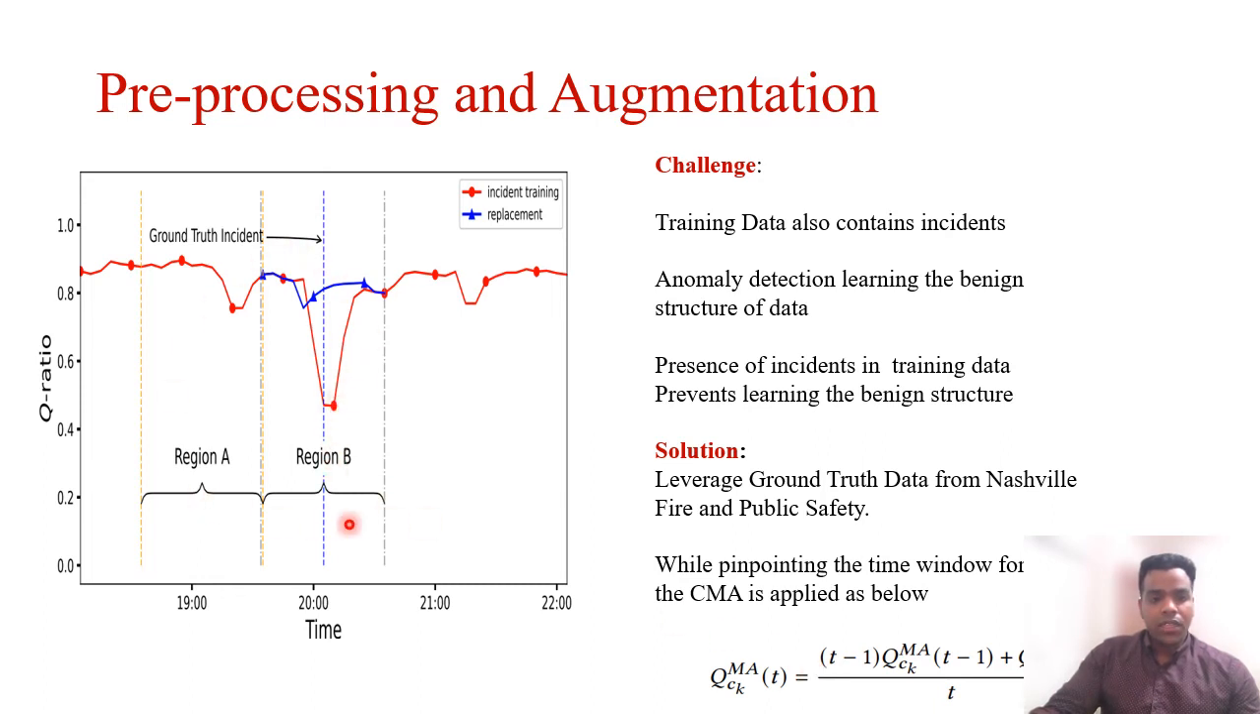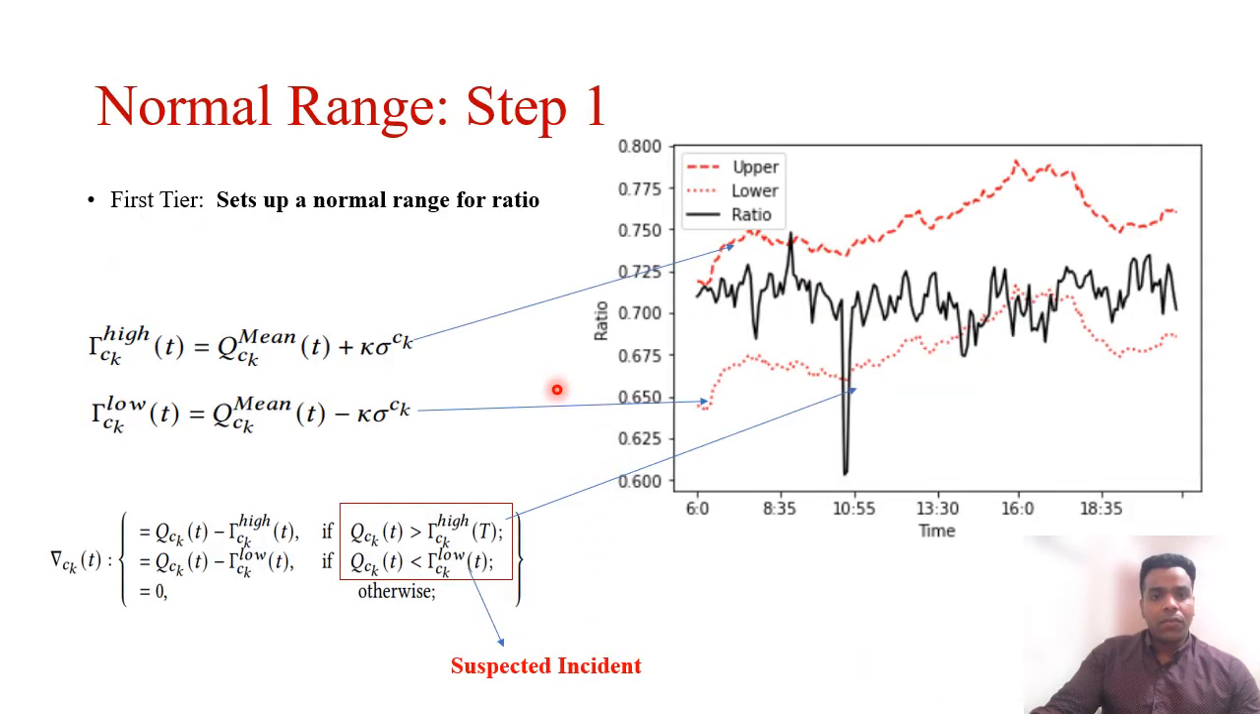For example, here in this image, region B locates the incident information. We perform a cumulative moving average from region A to region B to clean the incident information. In that way, we can reduce the incident information from our training data. This will reduce the bias in the learning. And after removing this noise, we set the threshold for the invariant, which can be calculated using the equation given on the left hand side.